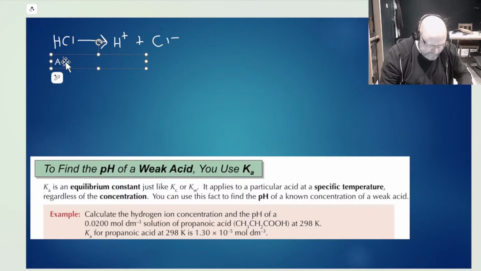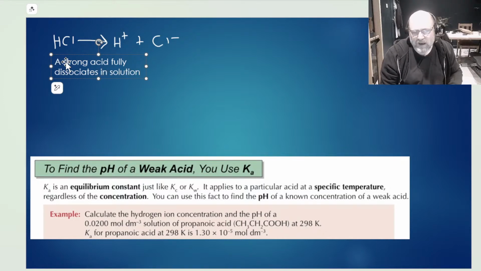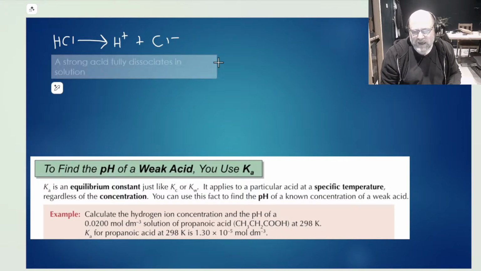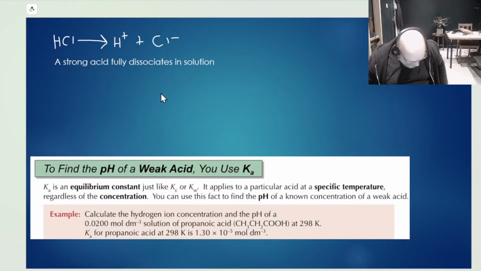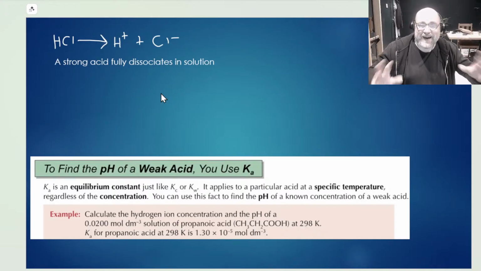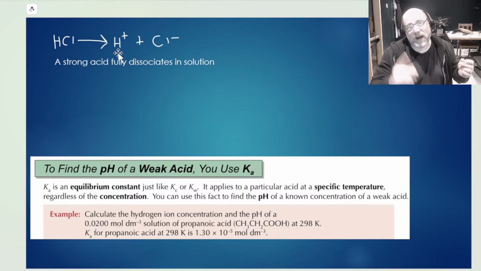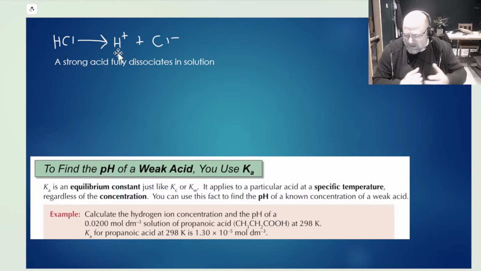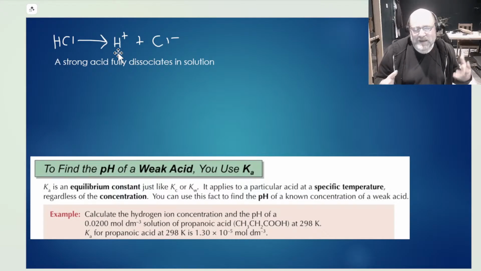A strong acid fully dissociates in solution or in water. So it's fully going to dissociate when in solution. What that means, you can use the word ionize if you prefer, is that it fully ionizes. It fully comes apart. This means if I have 1 mole of hydrochloric acid, I have 1 mole of hydrogen ions. So nice and easy, right? It means there's going to be less hydrogen ions.